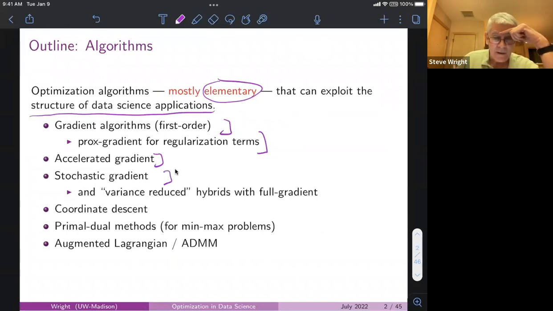And we came across it last night. I actually told you what it was last night, but I'll remind you again. There are so-called variance-reduced hybrids. There are these modifications of stochastic gradient. I'm not sure if they're used that much in practice, but you can think of them as being hybrids between the full gradient method, which is the standard first order method here, and the stochastic gradient method.